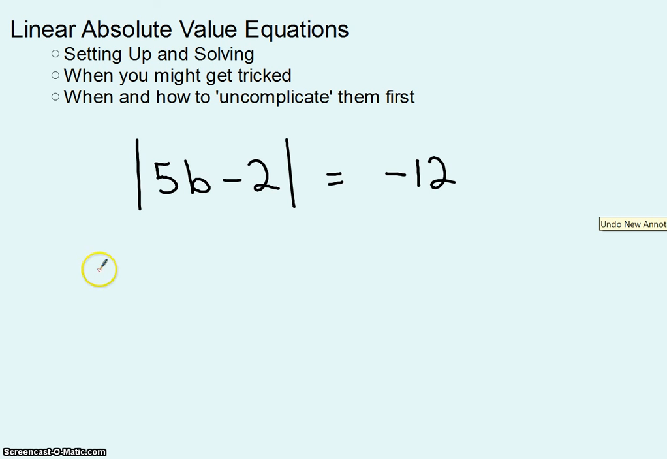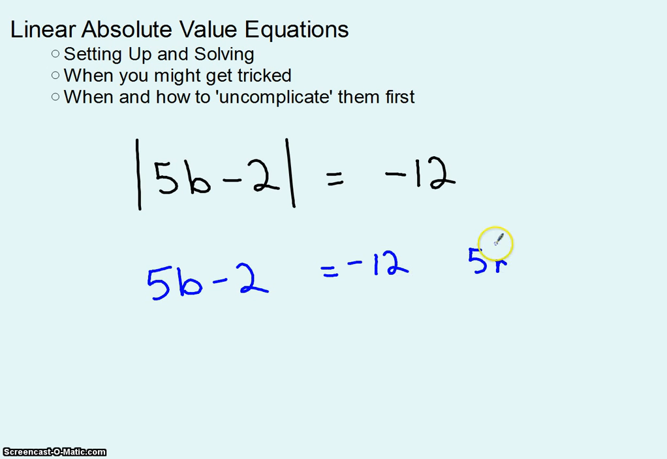The first step they say is copy the equation exactly as it's written. Okay, and then copy it again and make the number negative. So here I go. When I add 2 to each side, I'm going to get 5b equals negative 10. So b is going to equal negative 2.